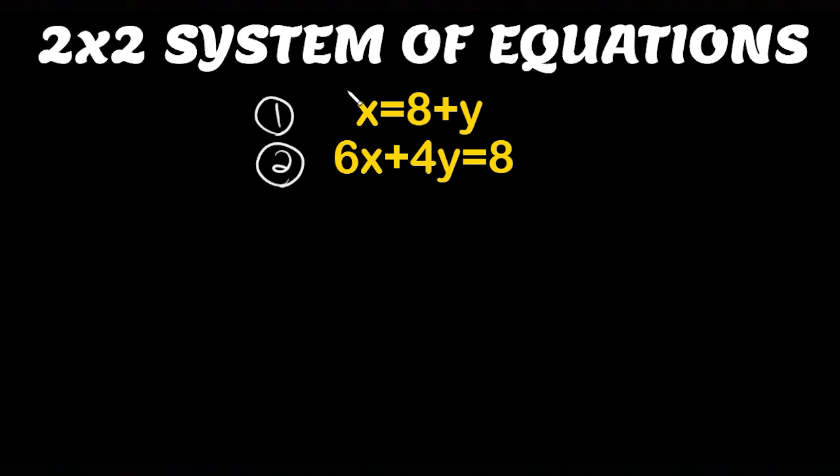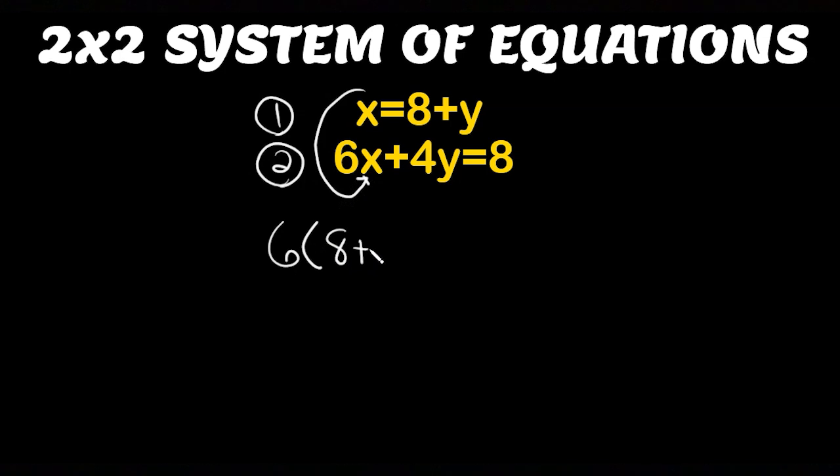So in this example here, I'm going to take equation 1 and I see that x is equal to 8 plus y. I'm going to plug that into equation 2 wherever I see an x. Once I do that, I'll have it all in terms of y and I'll be able to solve for y. Okay? So let's go ahead and do that. So writing out equation 2, we will have 6 times, now here's my x. What does x equal? x equals 8 plus y.